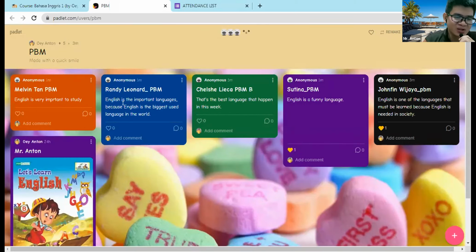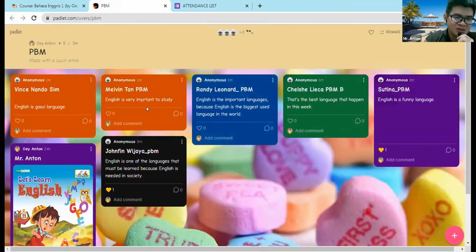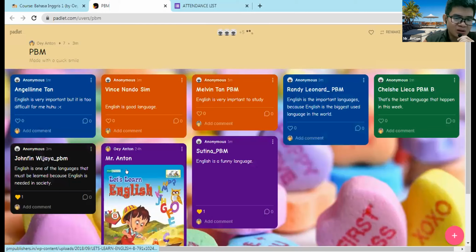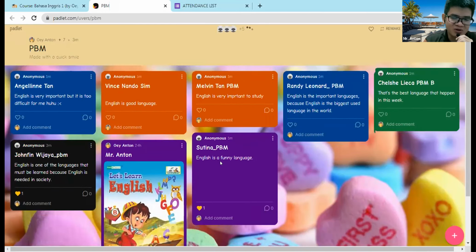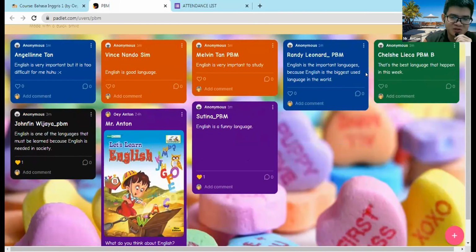Rudy Leonardo: English is the important language because it is the biggest used language in the world. Okay, faster, come on, again. Okay, cool. That's cool. English is important to study. Okay, of course, I agree with you. English is important, a good language. How good is that? Make sure. English is very important for us, but difficult for me.